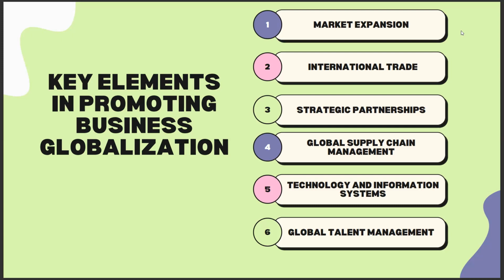Okay, fifth one would be technology and information system. Leveraging technology and information system is crucial for business globalization. So advanced communication tools, digital platforms.